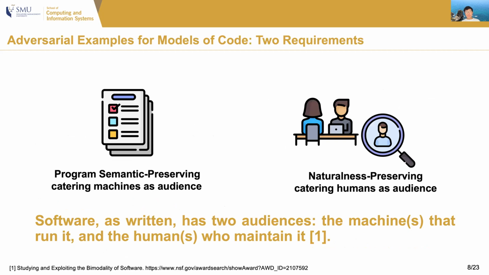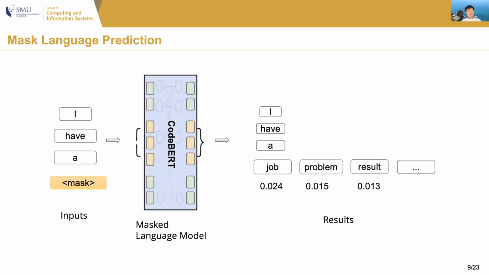So we suggest that adversarial examples for models of code should consider two requirements. On the one side, the adversarial perturbation should be program semantic preserving. It cannot change the program behavior, so this requirement caters to the machine as the audience. On the other side, the perturbation should also be natural to human judges, catering to the human as an audience. We quote one statement from a project at UC Davis: software that is written has two audiences, the machines that run it and the humans who maintain it. This, to some extent, inspires our study.